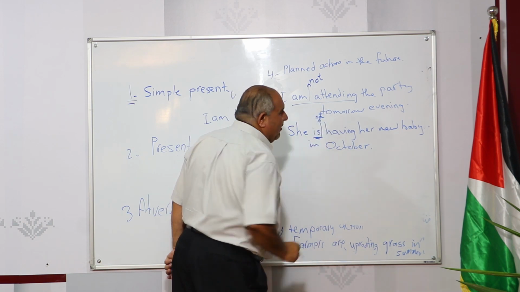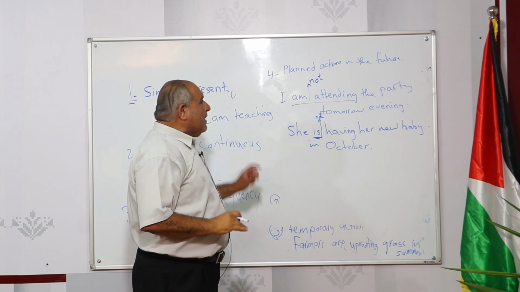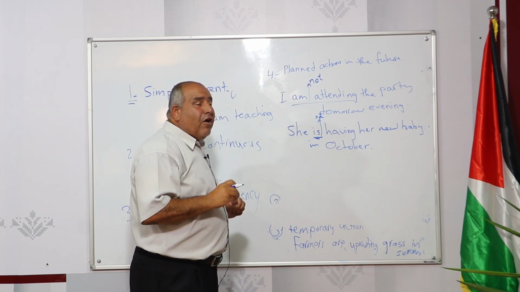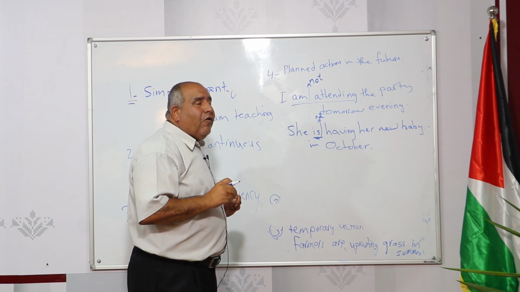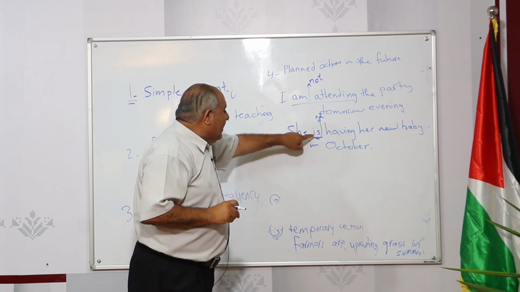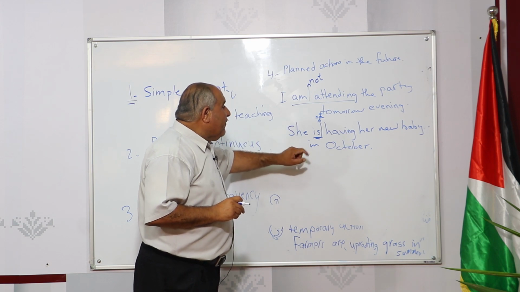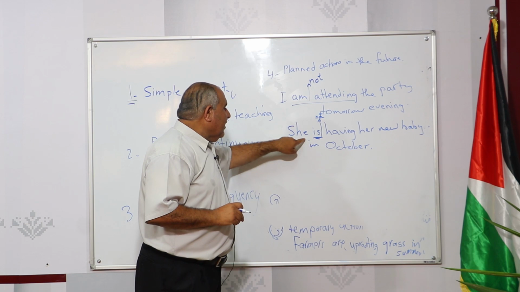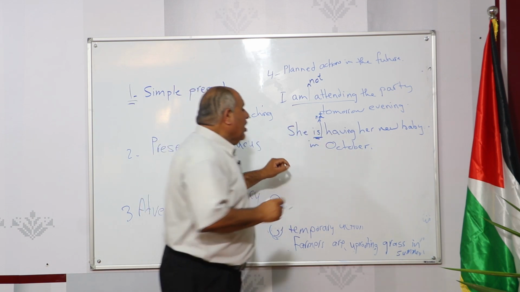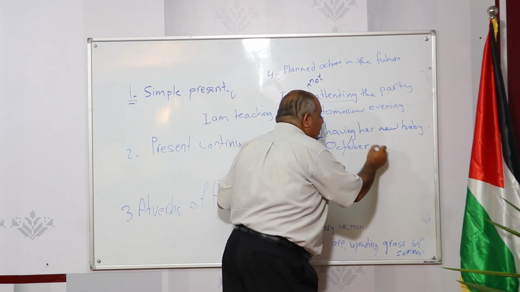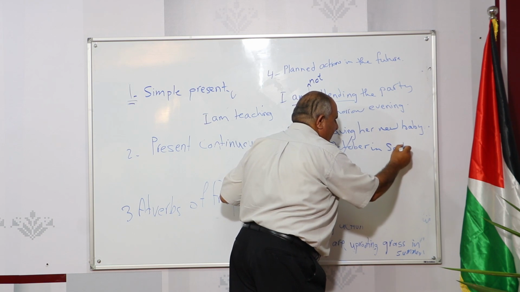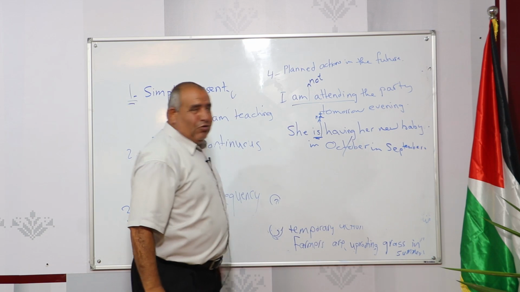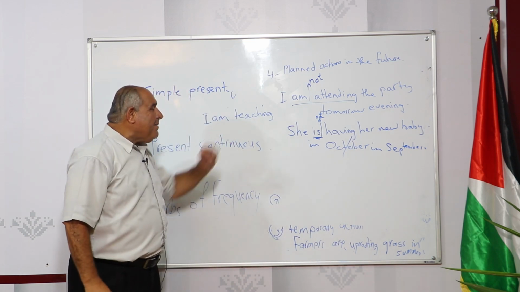And of course all the time of the present continuous, you will find an auxiliary verb of the group to be. Either is, or am, or are. Therefore, if you want to make a negative, then you put not after it. She is not having her new baby in September. Why? Because she is having it in October. Now, so you can make it negative.